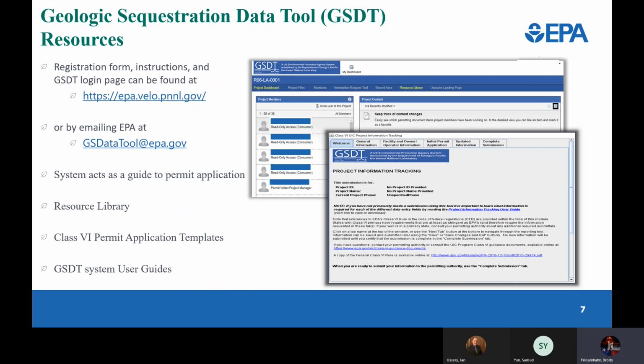In addition to the GSDT, there's also a CBI protected OneDrive link, and that is used for the file sharing process because currently the GSDT is not CBI secured, so some of the information has to be redacted. This allows us to actually see the information so that we can do a thorough review.